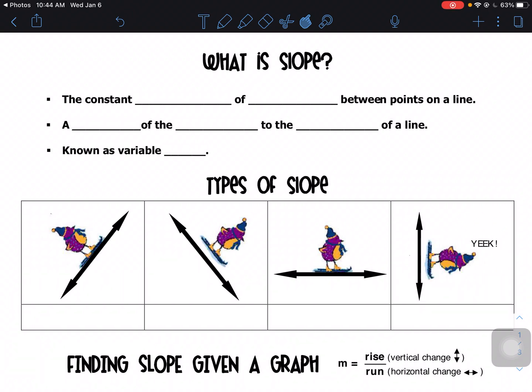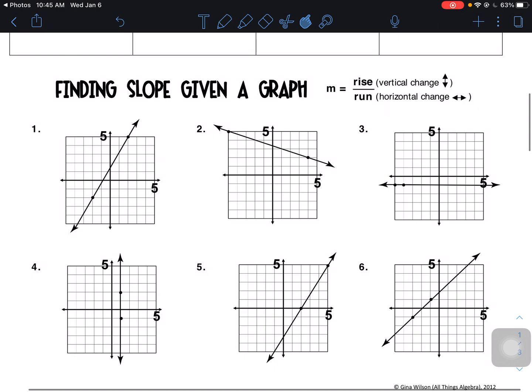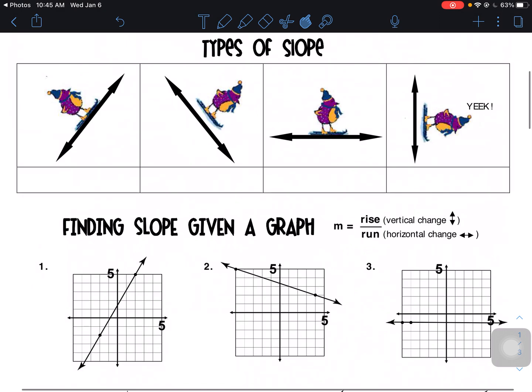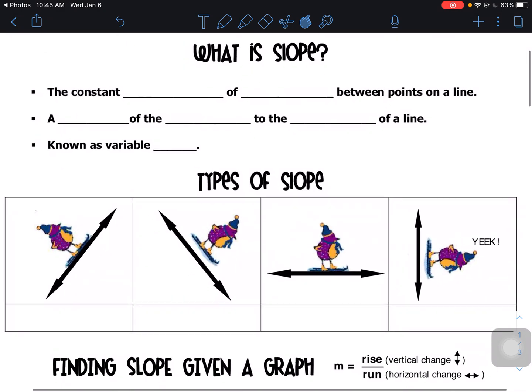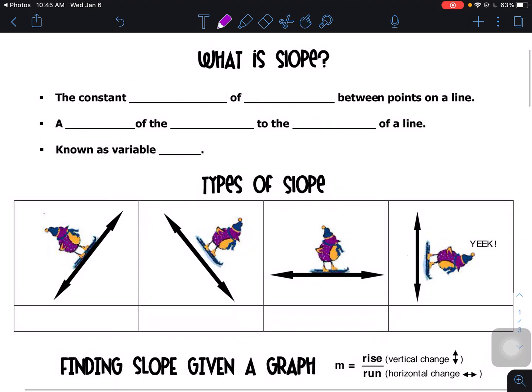Today we are going to practice more using slope. So you should have just watched a video of Slope Dude and his adventure skiing on a mountain. Today we're just going to continue practicing with notes and continuing to practice finding the slope given a graph. So let's start by filling in these first spots.